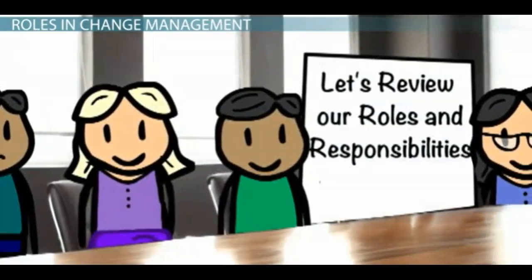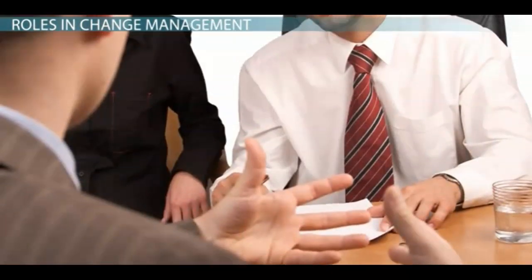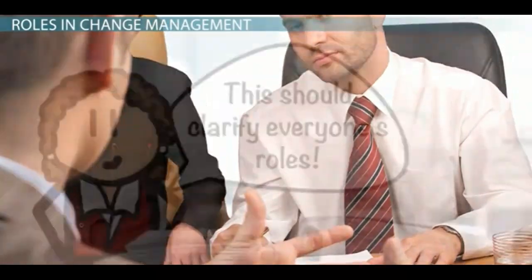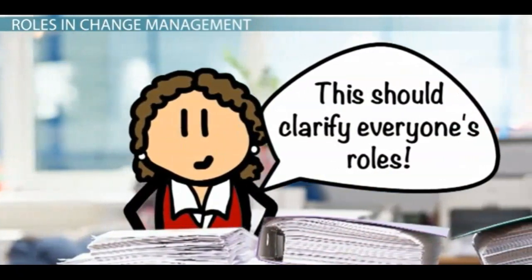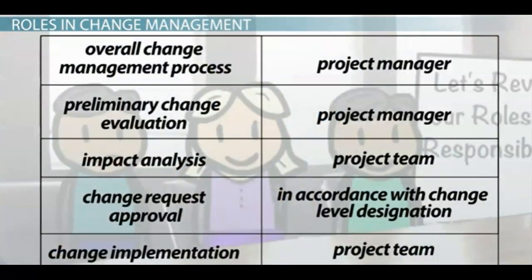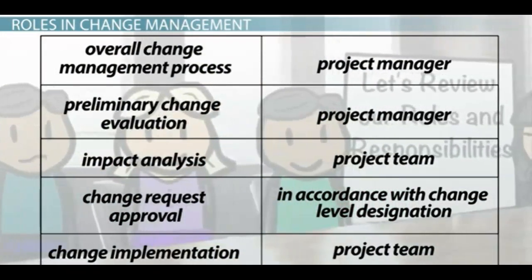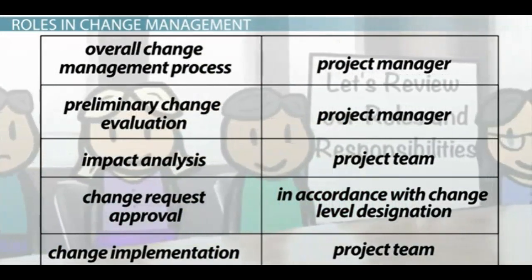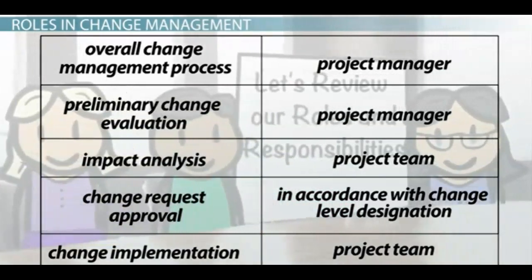The Change Management Plan clearly delineates roles and responsibilities in the change management process. While the change levels will define the approval authority for each change, the change management roles define responsibilities for the change management process steps. Jennifer built a matrix to delineate responsibility with the following assignments. Overall Change Management Process, Project Manager. Preliminary Change Evaluation, Project Manager. Impact Analysis, Project Team. Change Request Approval, in accordance with Change Level Designation.